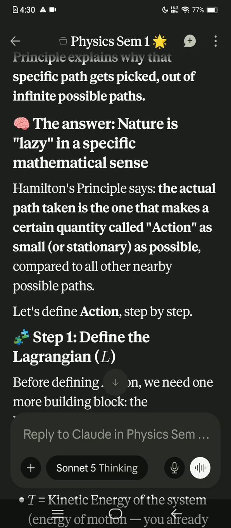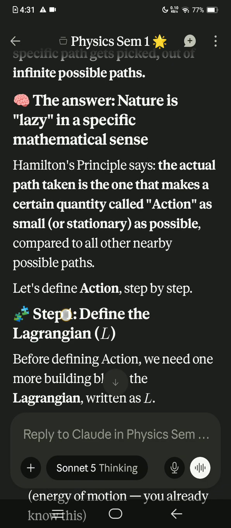The answer: nature is lazy in a specific mathematical sense, or efficient, maybe. Anyways, Hamilton's principle says the actual path taken is the one that makes a certain quantity called action as small or stationary as possible compared to all other nearby possible paths.